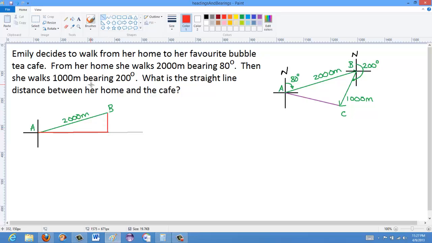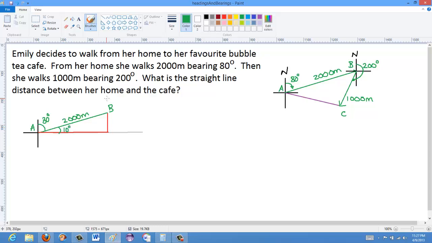Now, your overall distance walking in the non-straight line path, so along the red path, would be longer, but your overall displacement would be the same. What I mean by displacement is the difference between where you start and where you end is going to be the same, so you'll end up basically in the same spot. And because this angle is 80, this angle must be 10.